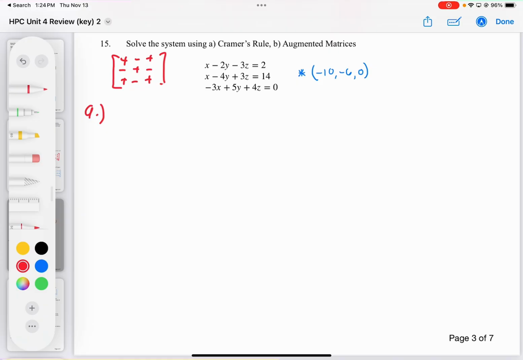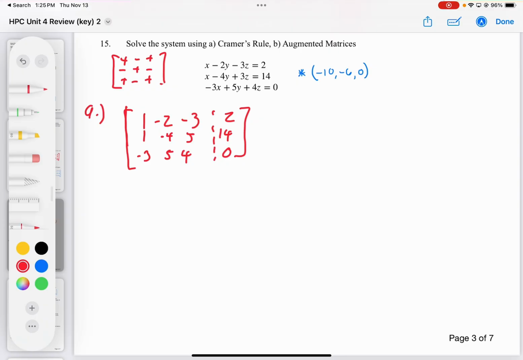It's like with the dotted line, right? All right, so then 1, -2, -3, solution of 2, and then 1, -4, +3, solution of 14, and then, give myself a little more room here, -3, 5, 4, 0. The goal is to end up with a diagonal of 1s, 0s everywhere else, and then a solution set that I could work with, okay?